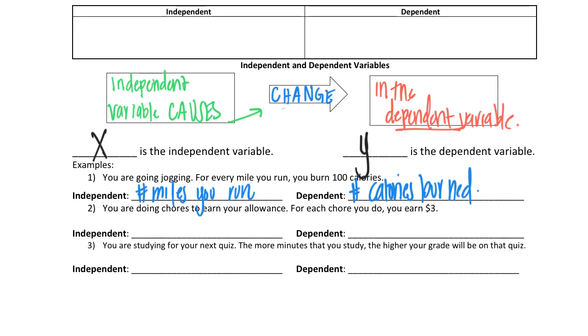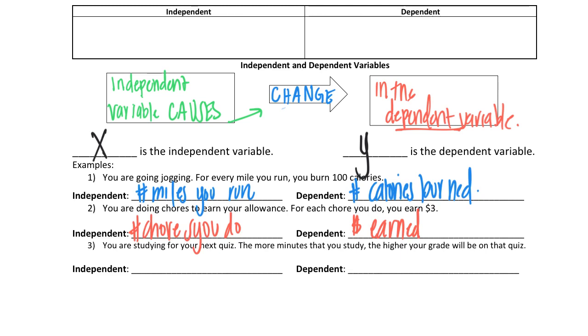You are doing chores to earn your allowance. For each chore you do, you earn $3. Similar to the one above, think about what is driving the change. The number of chores you do. That is going to affect the amount of money you earn.